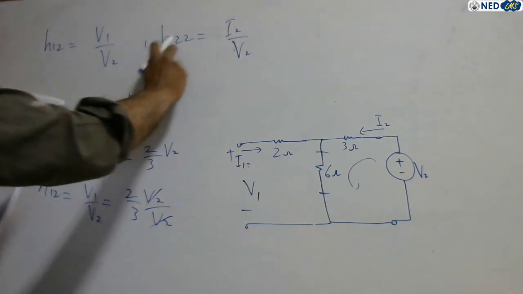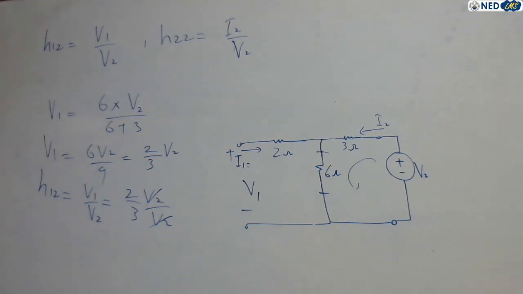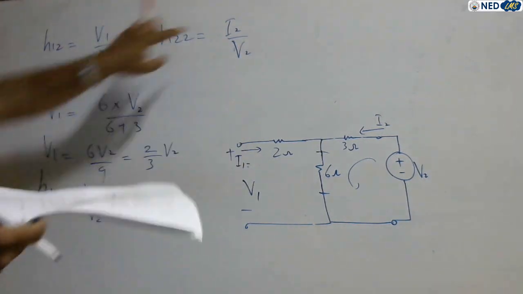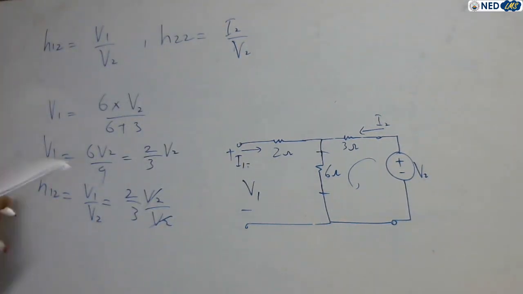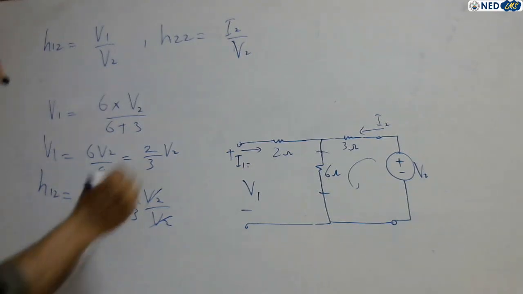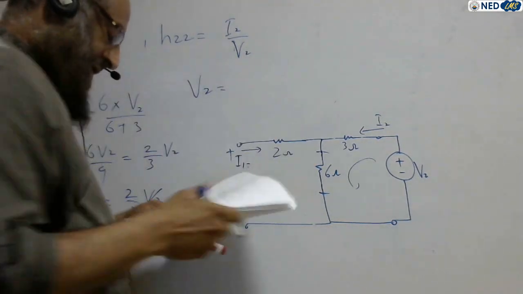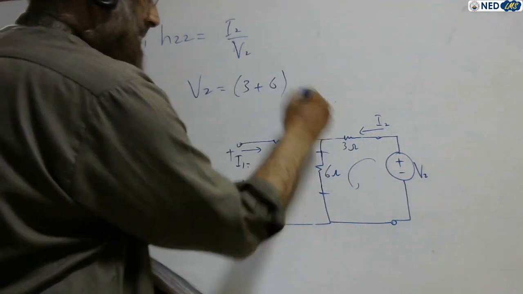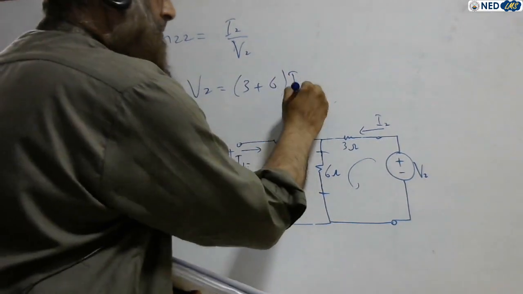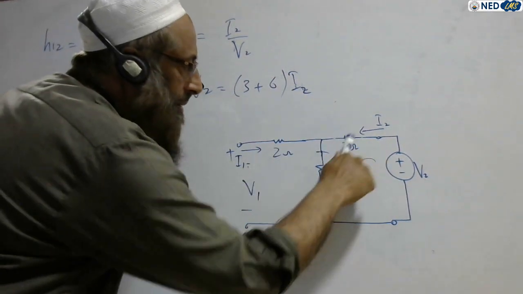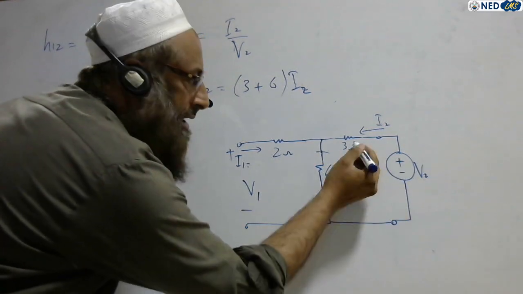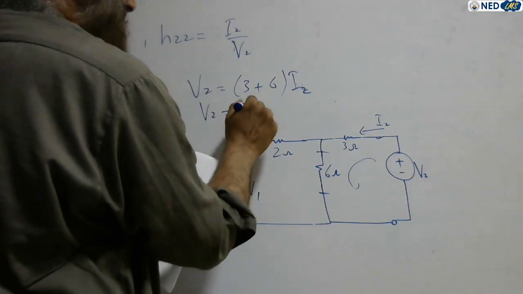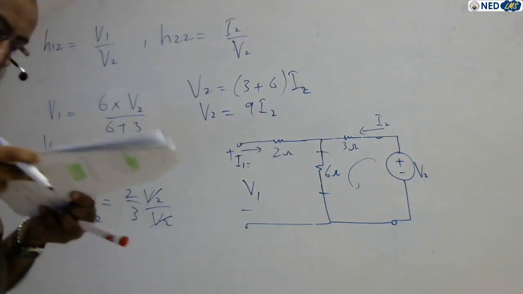And what is H22? H22 is a ratio of I2 over V2. Now we need to obtain our V2, that is this voltage, in terms of I2, right? Because we have to take the ratio. So V2 in terms of I2 is equal to this drop plus this drop. This drop plus this drop is equal to V2. So V2 is equal to 3 plus 6, 9 I2, right? V2 is equal to 9 I2.